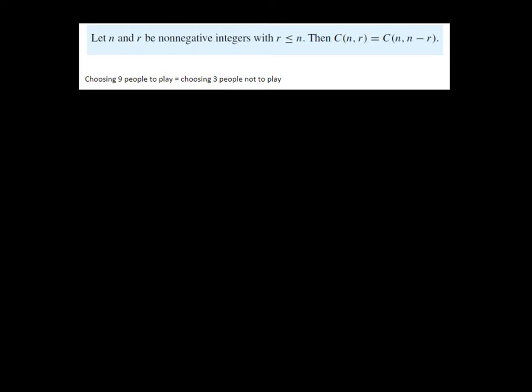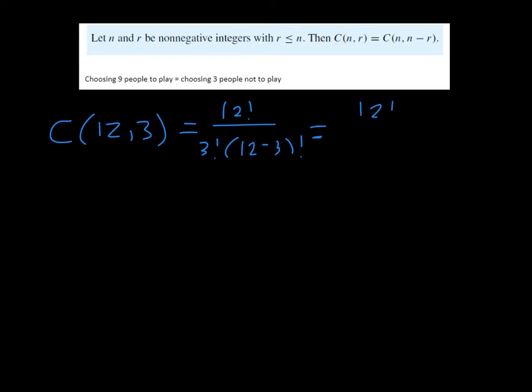So that would be a situation where we're calculating combinations of 12 objects, and we're choosing 3. We're choosing 3 people who aren't going to be on the team. So this would be 12 factorial over 3 factorial times 12 minus 3 factorial, which is 12 factorial over 3 factorial times 9 factorial. Whoops, not 9, 3. I was thinking ahead of myself.